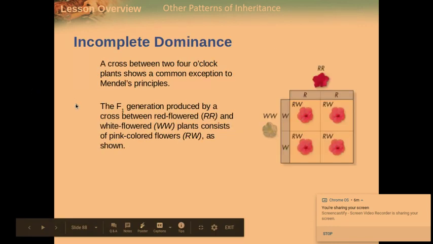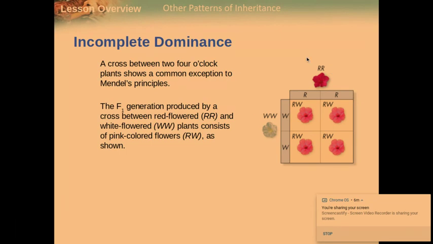So this is an example of what we call incomplete dominance. Here we have a red flower, and that's big R, and we have a white flower, which is big W, but neither red nor white dominates the other one. So what you get here is a blend of the two. All the offspring in here would be capital R, capital W, which would make them all pink. So that's what incomplete dominance gives you, a blend of whatever your two traits are.